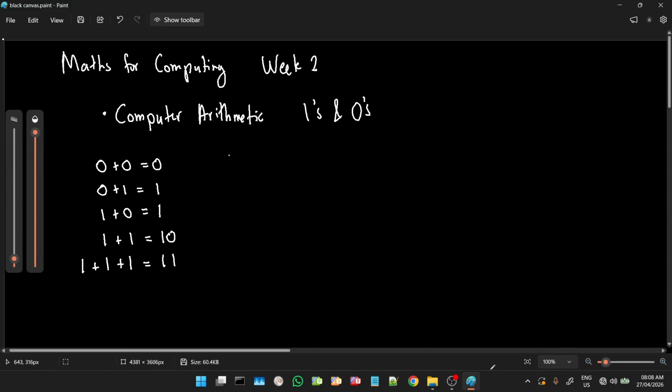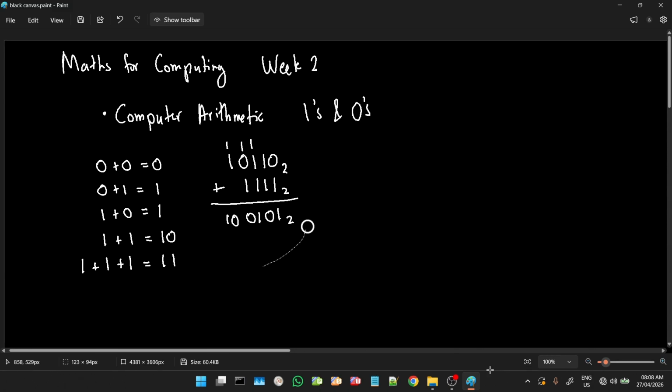So let's take a random number, 10110, and add it with 1111. Remember, always write the bases. So 0 plus 1 is 1, 1 plus 1 is 10, 1 plus 1 plus 1 is 11, 1 plus 1 is 10, 1 plus 1 is 10. It's that simple, okay? So that is addition taken care of.